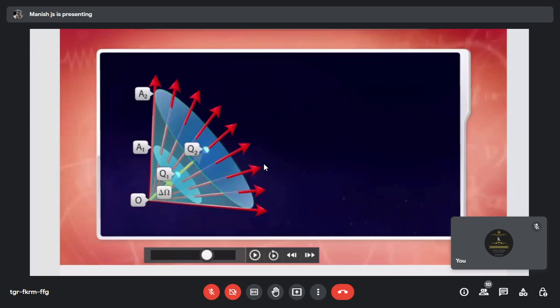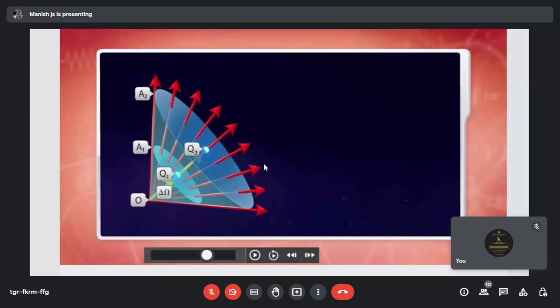So here they are representing the electric field lines from a positive charge in a particular quadrant. We take a quadrant and study it. So the number of electric field lines passing through the regions Q1 and Q2 remains constant. But what is changing as you go away?